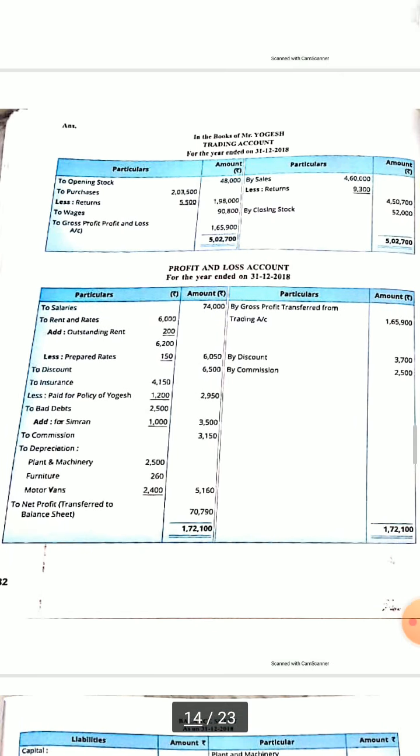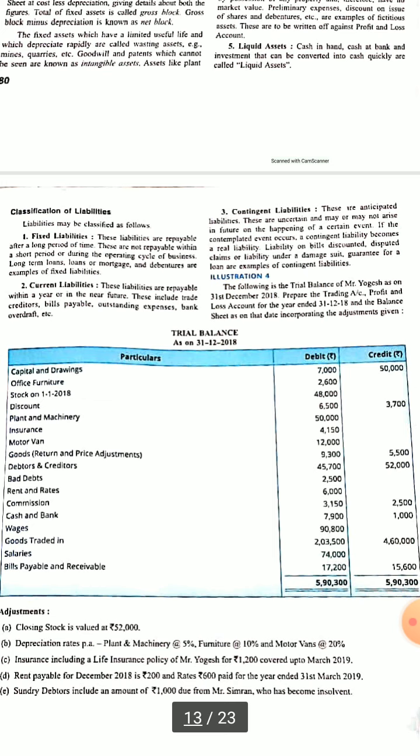So mainly you should at least remember the meaning of trading account, profit and loss account, and balance sheet. These three you must remember because they can be asked in 2 marks questions.